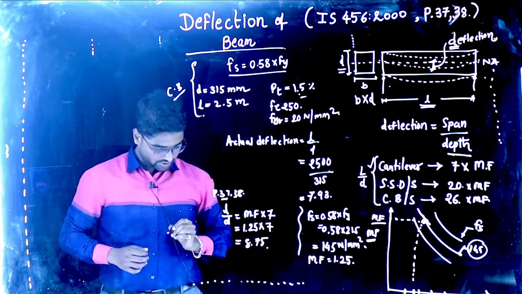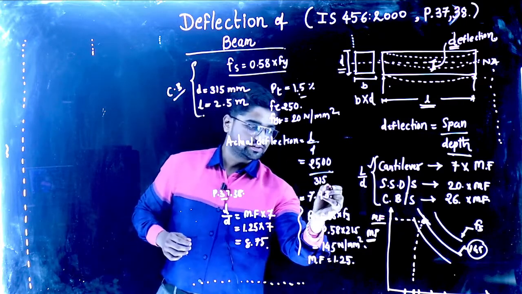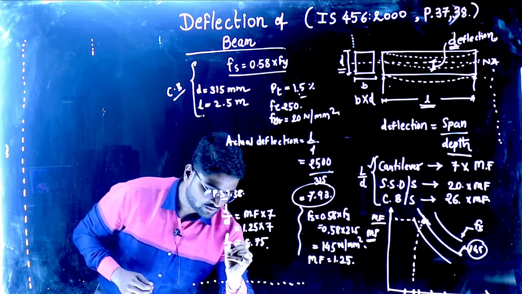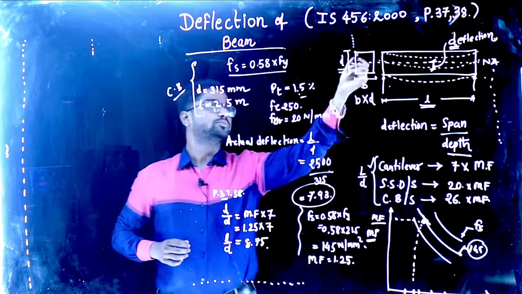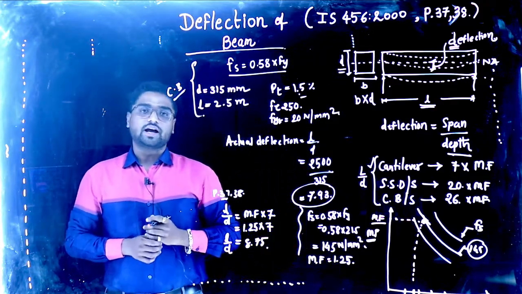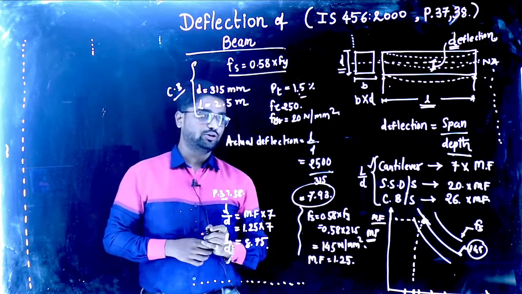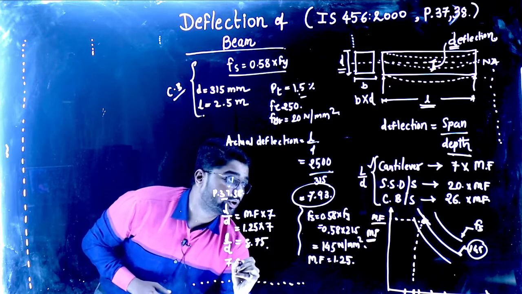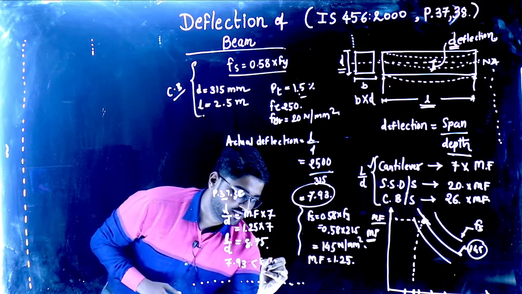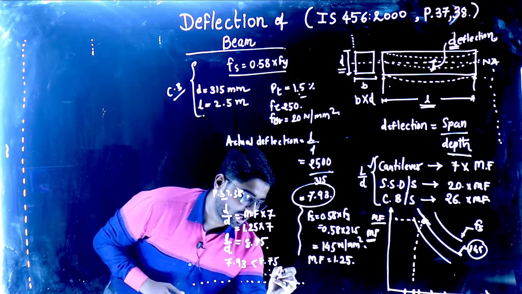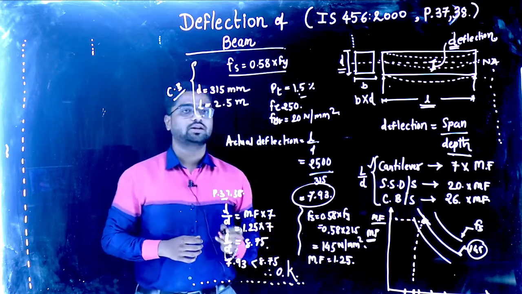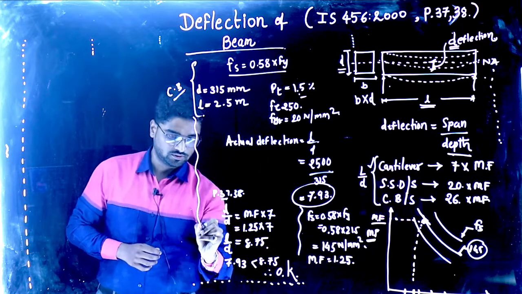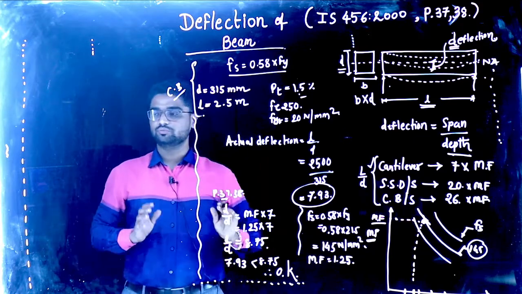So here you can see actual deflection is 7.93, and permissible L by D according to IS 456-2000 is 8.75. So actual deflection 7.93 is less than 8.75. So our beam is under permissible condition. Permissible condition means our beam is safe.